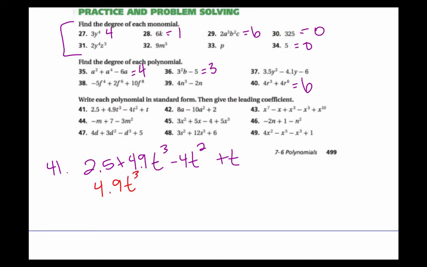4.9 t cubed. Now make sure you pay attention to the sign in front. Next comes the squared, but that's a negative, so I have to make sure that I keep the minus sign there. So I've got my cubed, I've got my squared, now I'm going to go here, plus t, and then my constant is a positive number, there's no negative, so it's a plus 2.5.